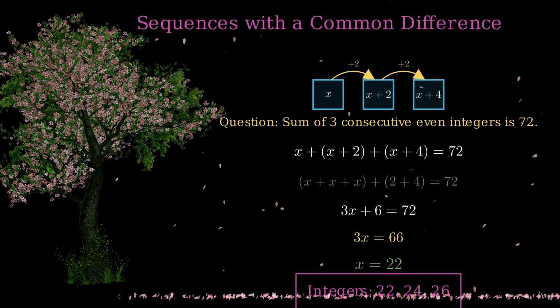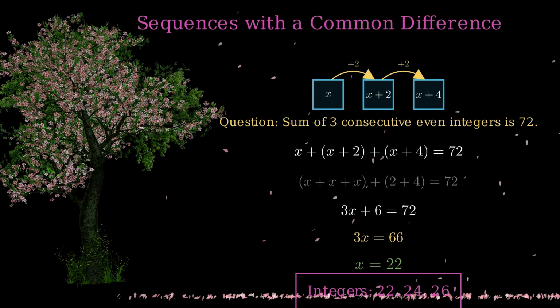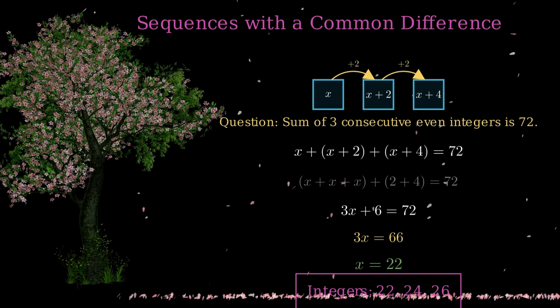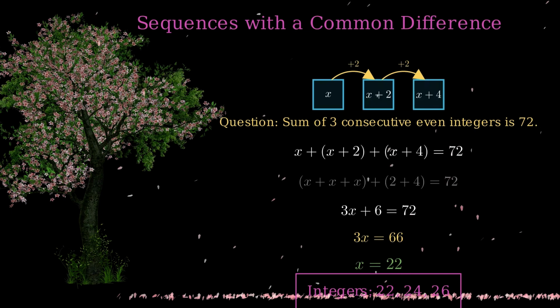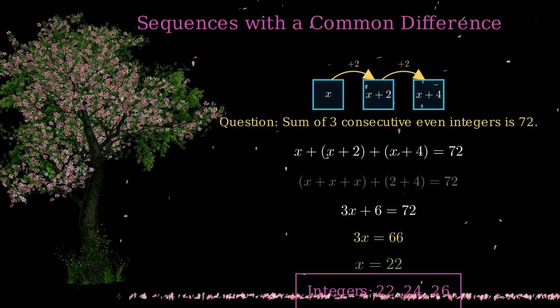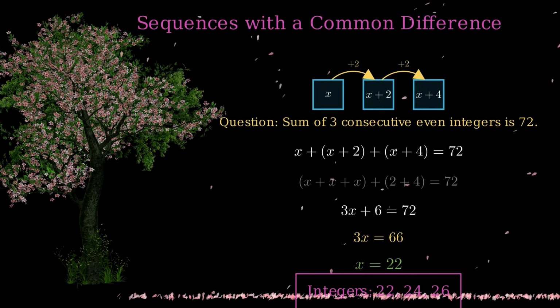By combining the like terms, this simplifies beautifully to 3x plus 6 equals 72. Subtracting 6 from both sides gives 3x equals 66. Finally, dividing by 3 shows that the first integer x equals 22. So, our 3 consecutive even integers are 22, 24, and 26.